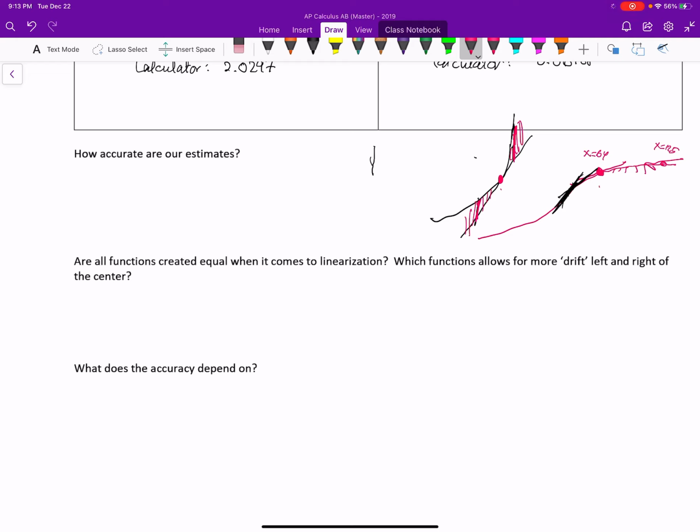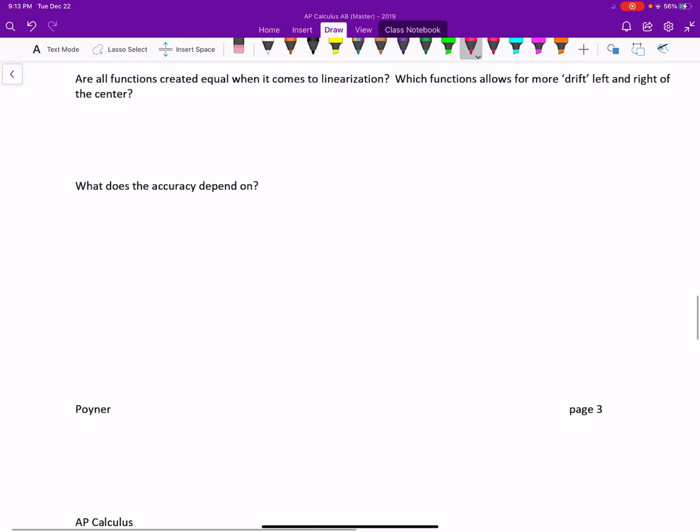The same if you have a vertical tangent line at a certain center point, obviously that's not going to be a good choice either, because you can't write the equation of a tangent line and use it to estimate. So there are some issues here and there.